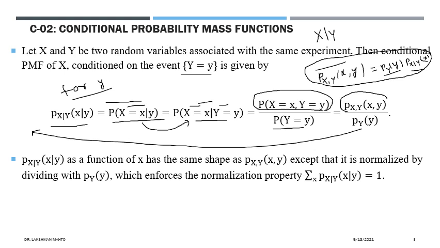And for further characterization, in order to make it a proper legitimate probability mass function, we have to normalize it by the marginal probability mass function of y. That is the process, and it directly came from the definition of the conditional probability mass function.